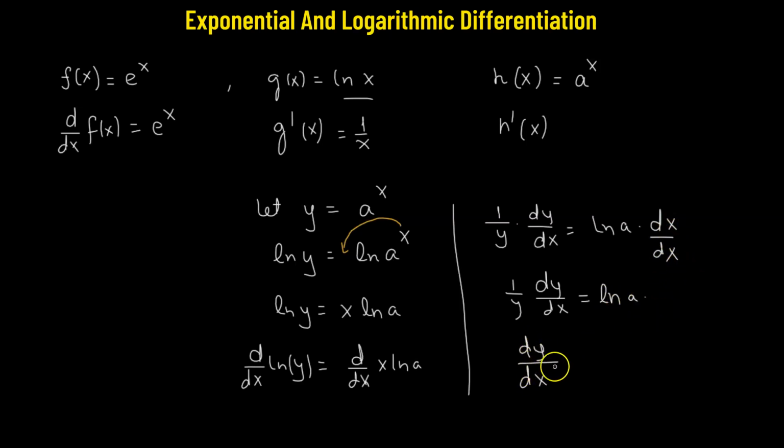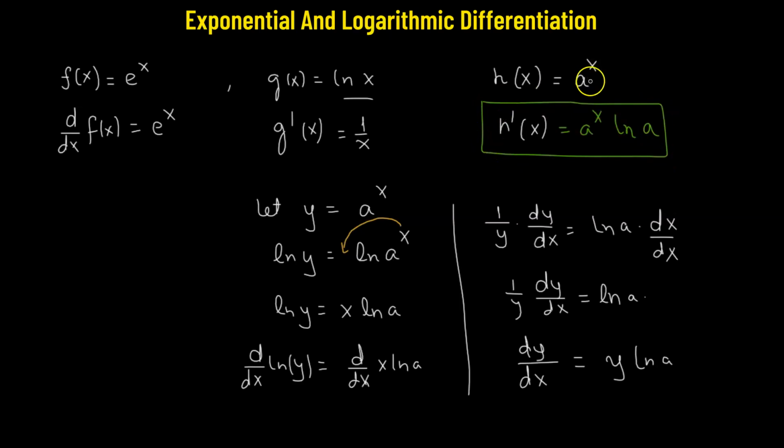dy over dx, the derivative of y with respect to x, will be simply y times log of a, and replacing the value of y with a raised to the power of x, we get a raised to the power of x times natural log of a. So this is the derivative of a raised to the power of x. For instance, if we take the derivative with respect to x of 3 raised to the power of x, this will be 3 raised to the power of x times natural log of 3.